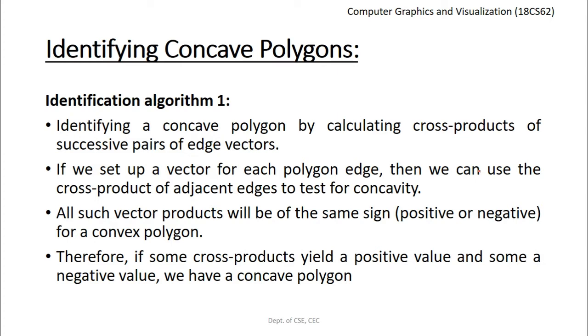Now suppose the polygon is a convex polygon, all the cross products of the adjacent edges should give us the same sign. Either all the cross products should yield a positive value or all a negative value. In such a scenario, we can consider that polygon to be convex. Now if some of the cross products yield a positive value and some other cross products of the edge vectors yield a negative value, in that case we can treat it as a concave polygon.